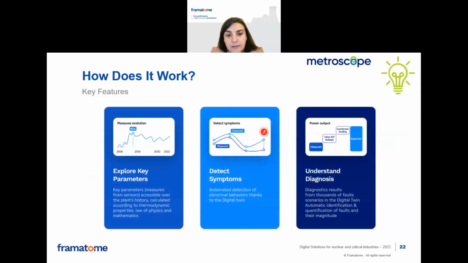Next slide, please. And as you can see here, the key features that we are deploying today on the software as a SaaS model are basically 3 key features. First, we explore and demonstrate over the period the key parameters that are evolving over time. These parameters are accessible over the plant history and calculated according to thermodynamic properties, laws of physics, and mathematics.